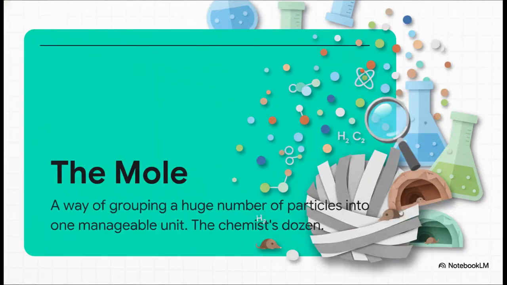And here is the brilliant solution chemists came up with. The easiest way to think about a mole is as a chemist's dozen, right? We all know a dozen is just a convenient word for 12 of something. Well, a mole is the exact same idea, but it's built for the unbelievably small world of atoms and molecules. It's just a way to group a truly enormous number of particles into one single easy-to-use unit.